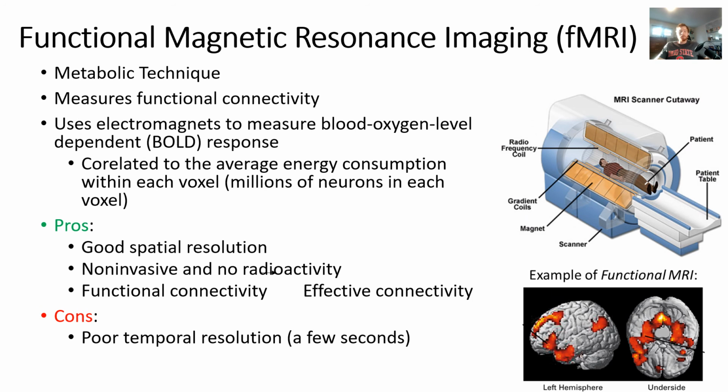The final neuroimaging technique I wish to cover is functional magnetic resonance imaging, fMRI. This is a metabolic technique that measures functional connectivity, and this uses electromagnets to measure blood oxygen level dependent BOLD responses, and this correlates to the average energy consumption within each voxel. And within each voxel, there's millions of neurons. Pros to fMRIs are good spatial resolution, non-invasive and no radioactivity, and the functional connectivity can lead to effective connectivity, as I discussed earlier in the slideshow.